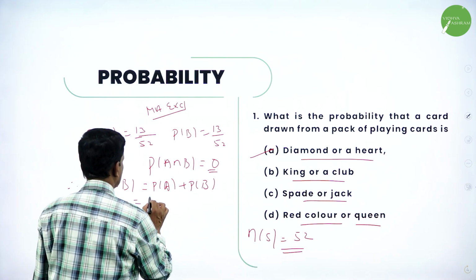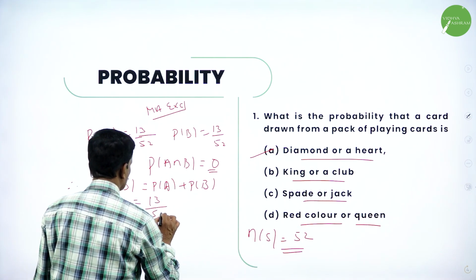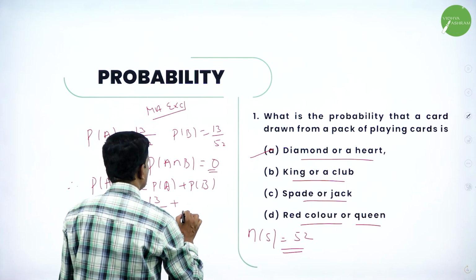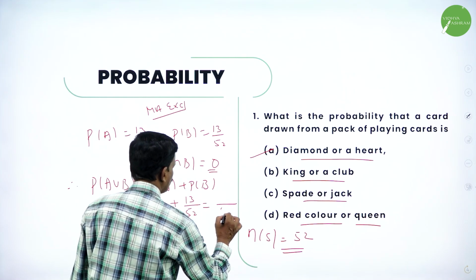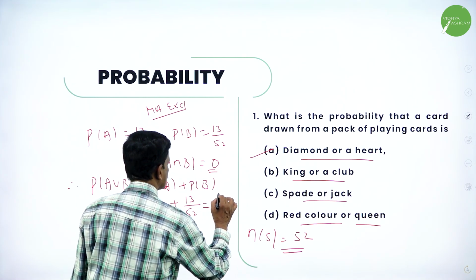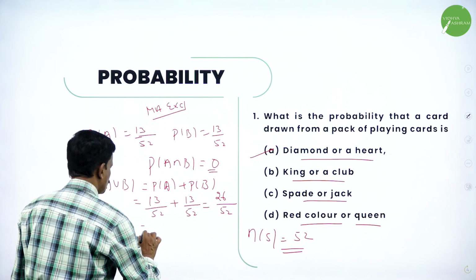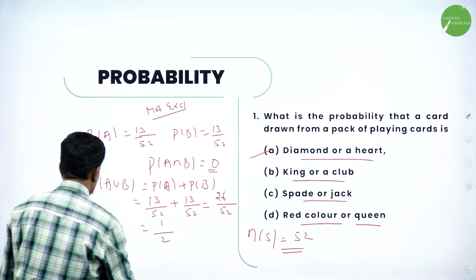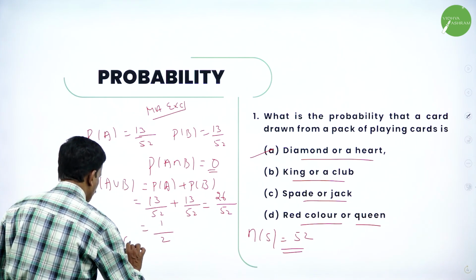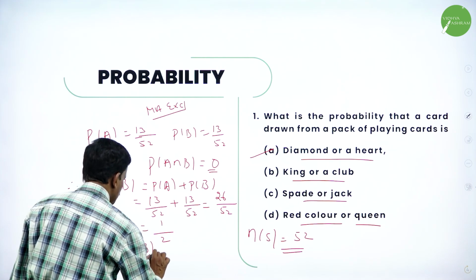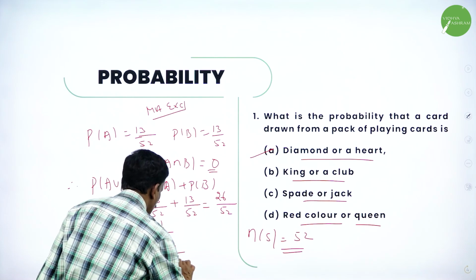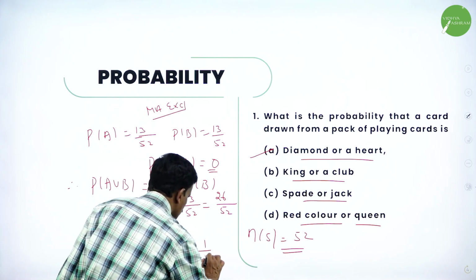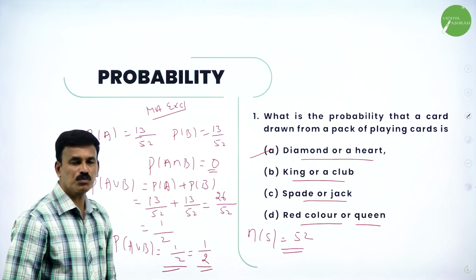So what is probability of A? 13 divided by 52 plus probability of B is again 13 divided by 52. 52 is the LCM. This is 13 plus 13, 26. So 26 ones are 26, 26 twos are 52. Therefore probability of A union B, that is, probability of a diamond or a heart, is equal to 1 by 2. This is the required answer. That's it. The first part is 1 by 2.